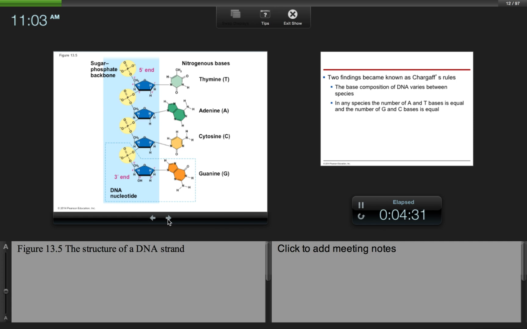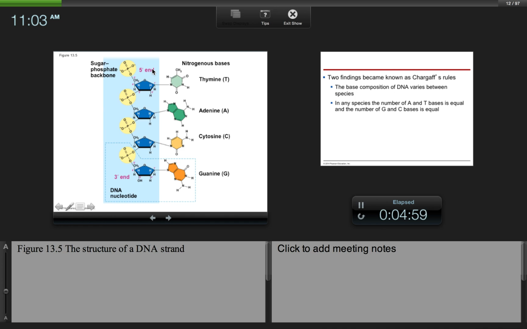So here is one strand of the DNA molecule. It's an alternating backbone of phosphate, sugar, phosphate, sugar, phosphate, sugar, phosphate, sugar. These are the nitrogenous bases. Notice that thymine and cytosine have a single ring. They are your pyrimidines. Adenine and guanine have a double ring, and they are your purines.